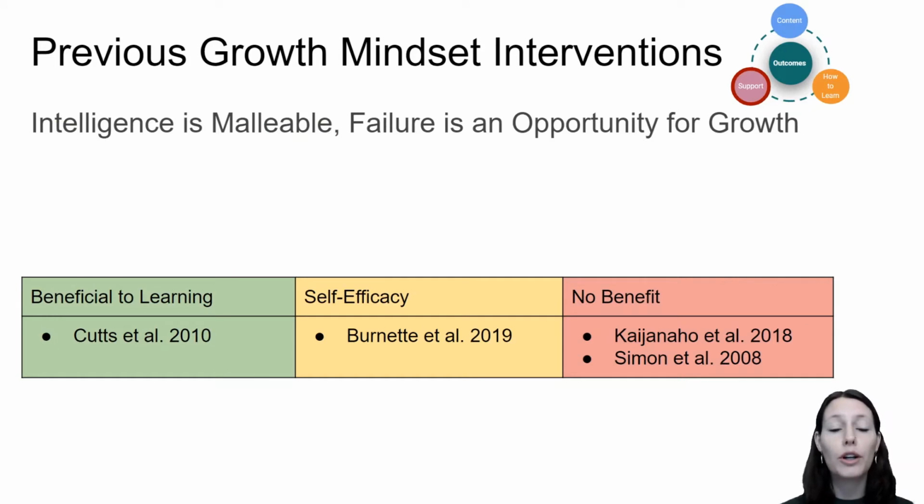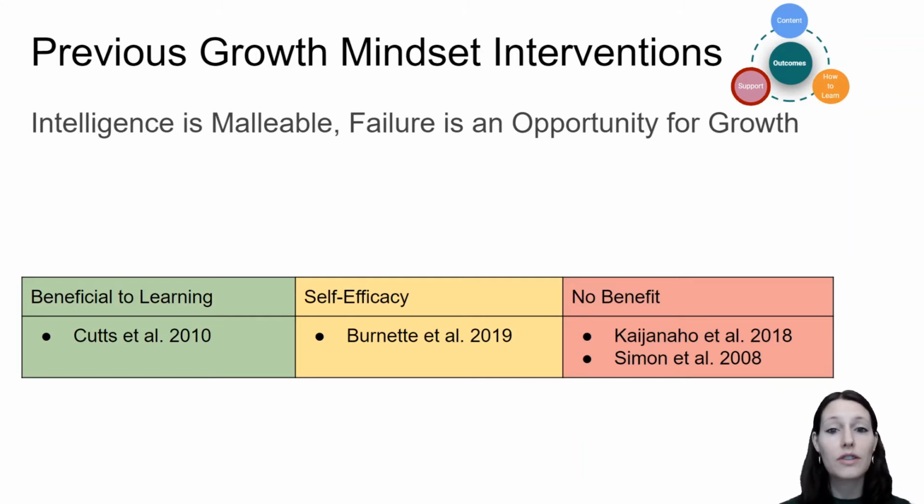Now for support interventions. One area of support intervention that has been used a lot more recently is growth mindset interventions. Growth mindset is the idea that intelligence is malleable and failure should be seen as an opportunity for growth rather than a sign that students don't belong. These have had mixed results in computer science.